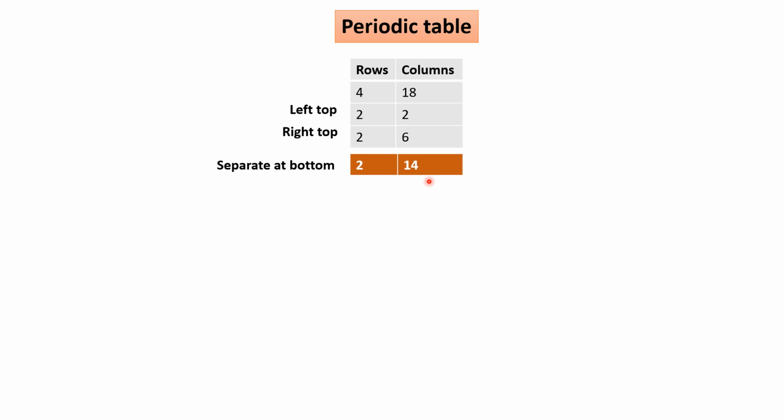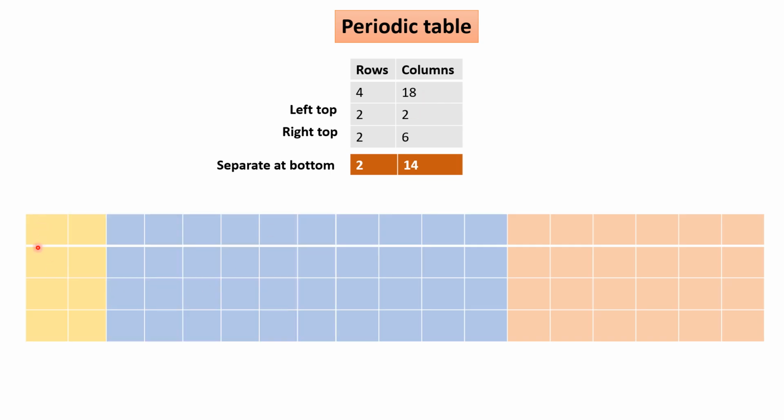Now first, we will make the base of the table. For that we will choose a 4 row 18 column box. So here are 4 rows and 18 columns. This will be the base of our table. Next, on the top left we will make a 2 row 2 column box. Then on the top right we'll make a 2 row 6 column box.